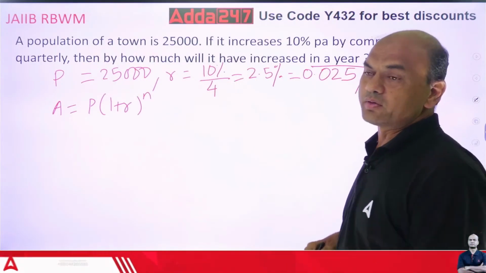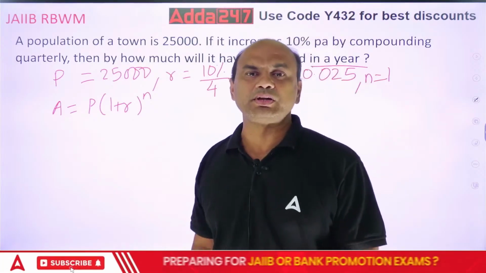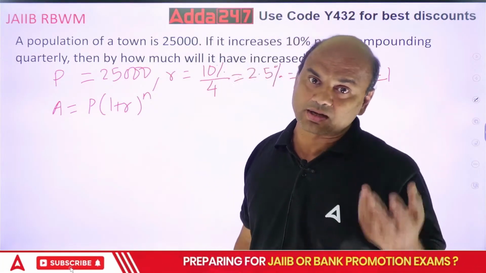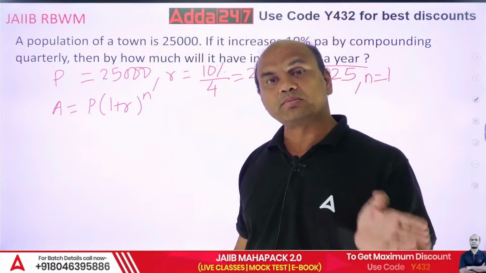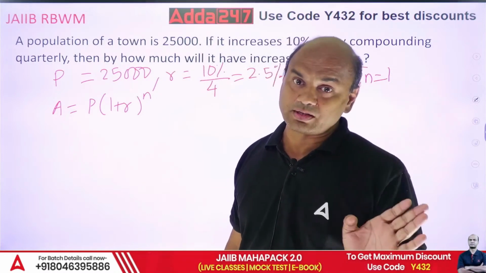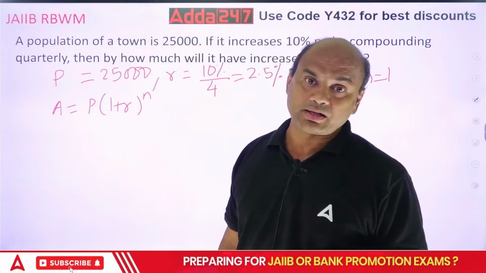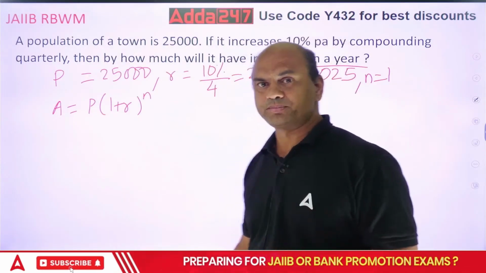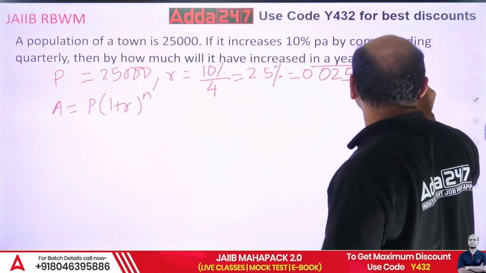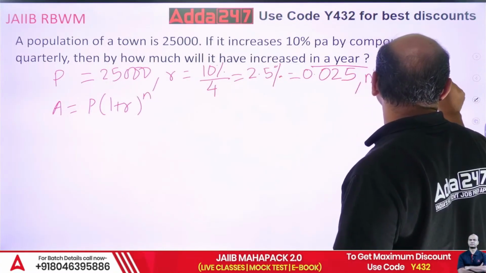But now as I am compounding quarterly, what will I do? The number by which I divide R, the same number I will multiply with N. If it is half yearly, then multiply N by 2. If it is quarterly, multiply N by 4. Okay, so 1 into 4, that is equal to 4.